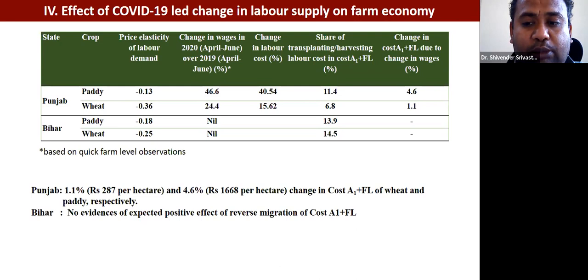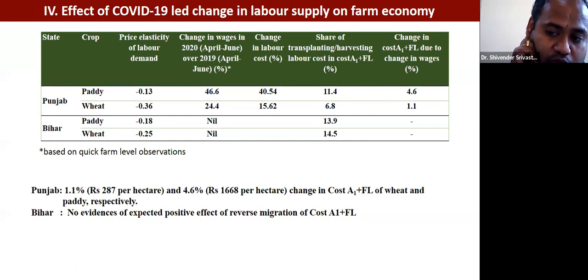But in the case of Punjab, it led to about a 4% increase in the cost of cultivation, because total labor cost increased by 40% or 15%, but we also need to multiply with a factor, because only one operation was performed in that particular period, that is transplanting for paddy and harvesting for wheat. That constituted about 6 to 12% share in the total cost of cultivation. So the total effect on cost will be only about 1% for wheat and about 5% for paddy. So this was using the elasticity concept.